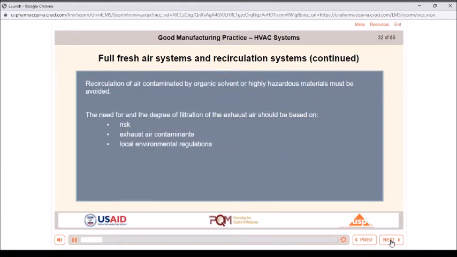Full fresh air systems and recirculation systems continued. Recirculation of air contaminated by organic solvent or highly hazardous materials must be avoided. The need for and the degree of filtration of the exhaust air should be based on risk, exhaust air contaminants, and local environmental regulations.